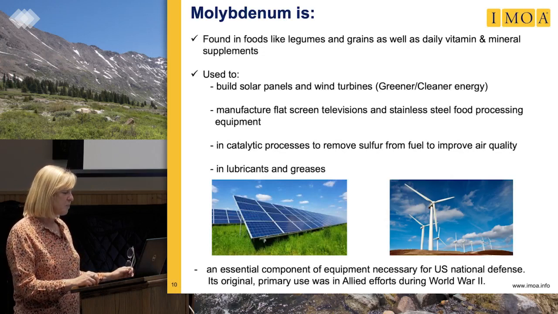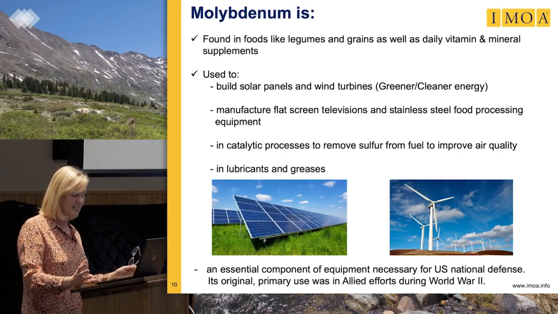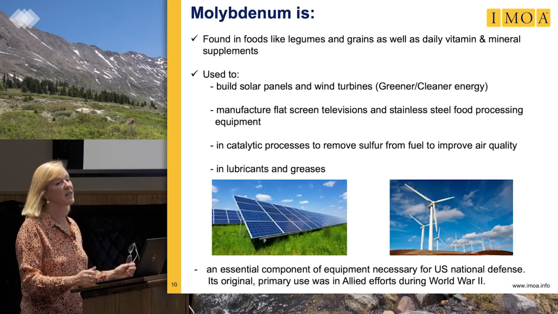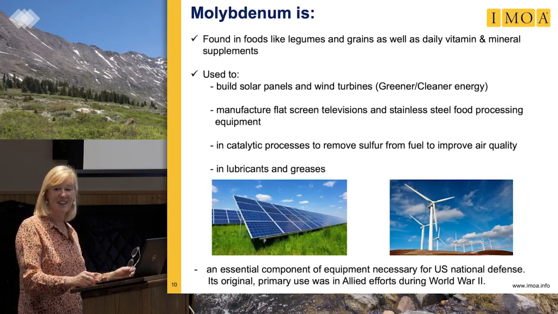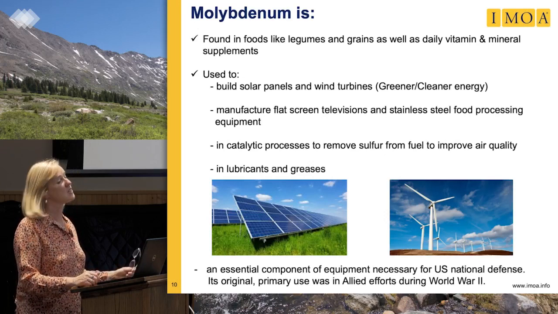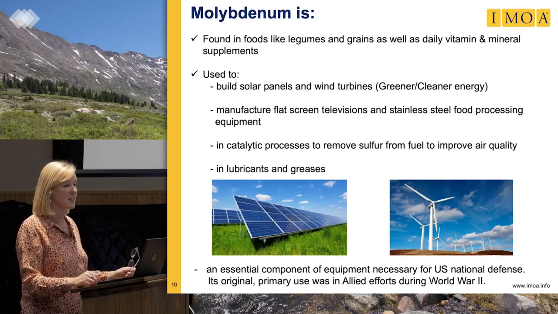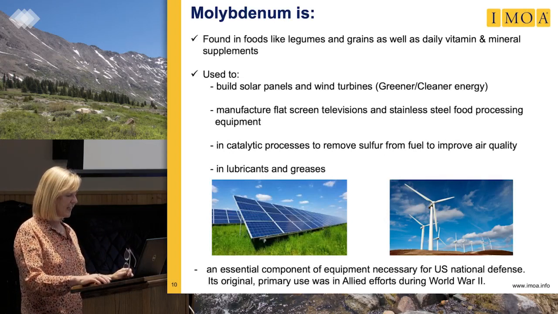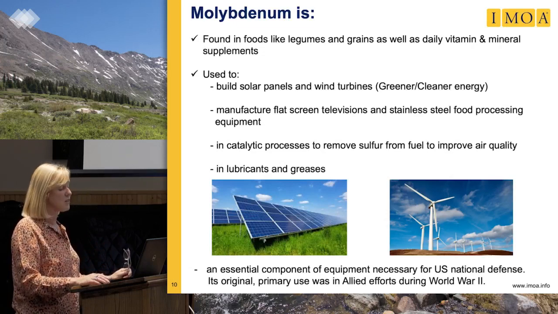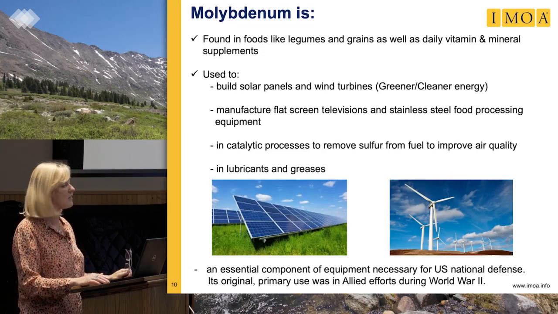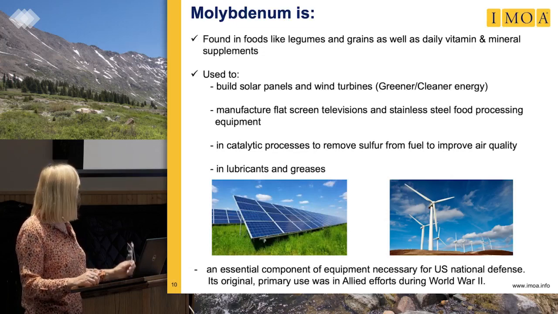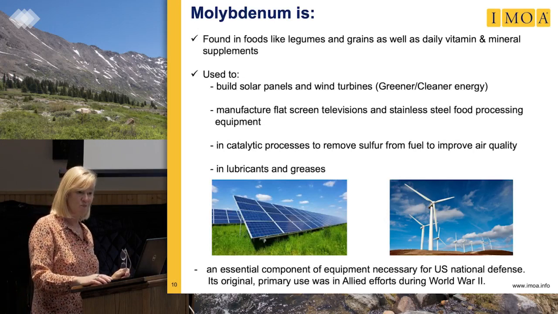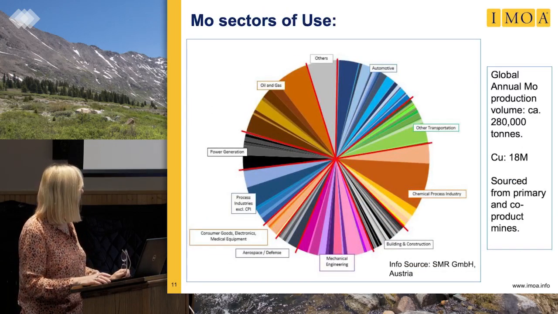In the petrochemical industry, it's used for hydrocracking, and the catalytic process that actually removes sulfur from, we would say petrol, you say gas. So again, very environmentally friendly application. And it's also used very extensively in lubricants and greases, because of the laterite structure, it's good for that application. And an essential component of equipment necessary for US national defense, for tanks and weaponry, that kind of thing. And primary original use, it was in Allied efforts during the Second World War. So that's just a little bit on applications.